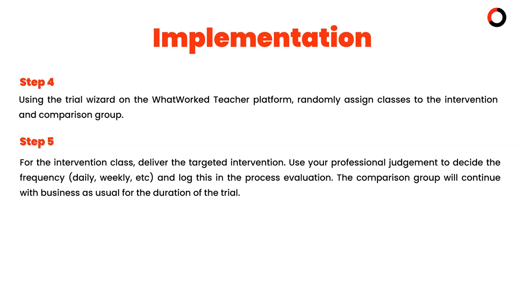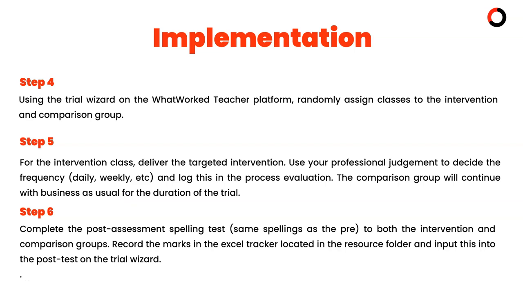Step 5, for the intervention class, deliver the targeted intervention. Use your professional judgment to decide the frequency, such as daily, weekly, and log this in the process evaluation. The comparison group will continue with business as usual for the duration of the trial. Step 6, complete the post-assessment spelling test, which is the same as the pre, to both the intervention and the comparison groups. Record the marks in the Excel tracker located in the resource folder and input this into the trial wizard.